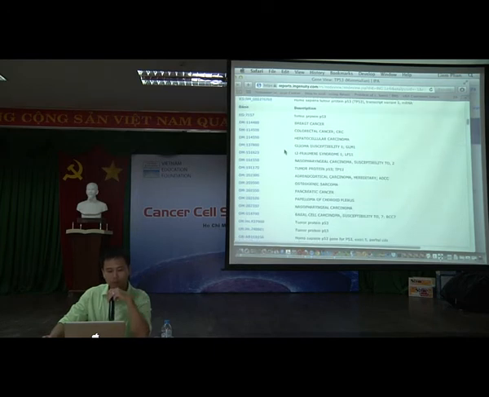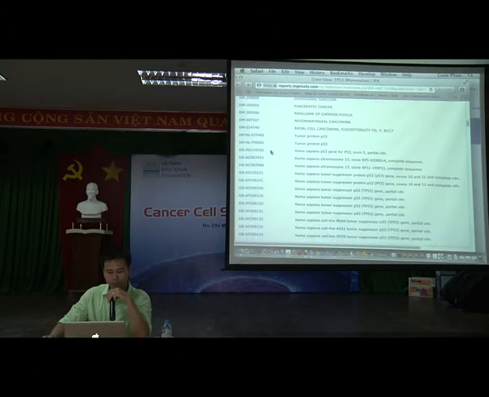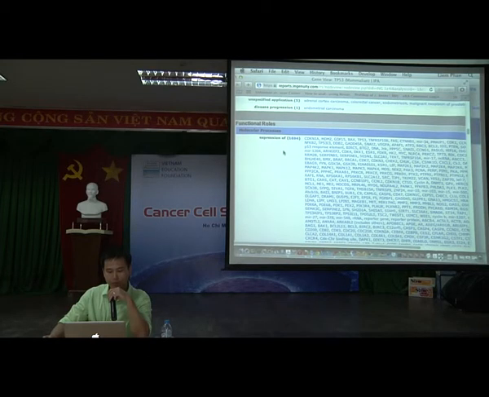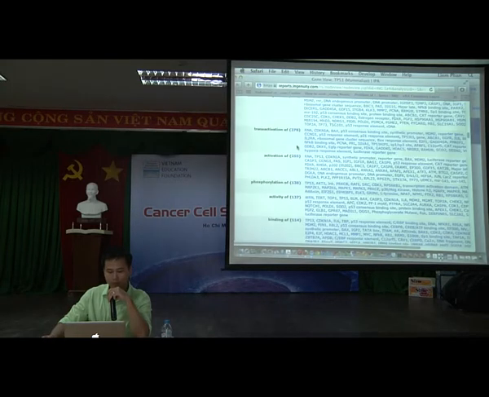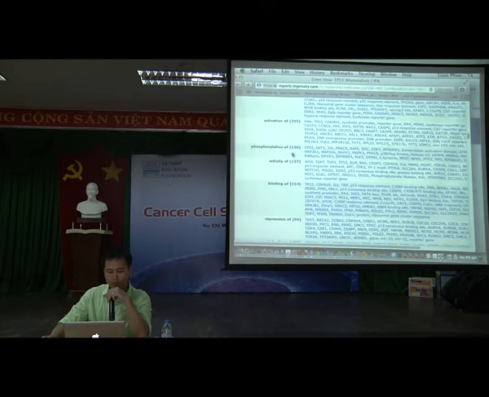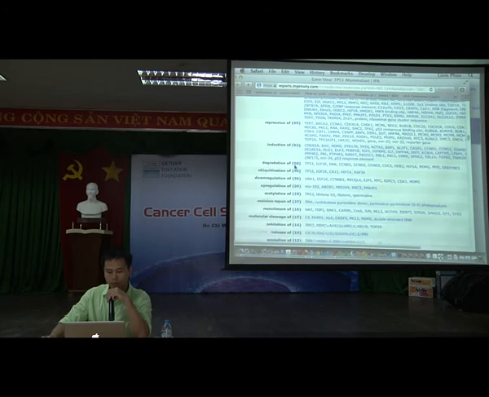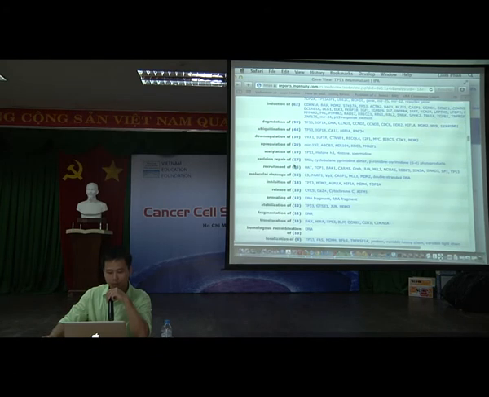This is the description of p53 involved in cancer. This is molecular process. For example, p53 can affect expression of 1,694 genes, can transactivate 278 genes, can activate 255 genes, affect the phosphorylation of 138, etc. So you see there's a lot of information you can find about p53 using IPA.